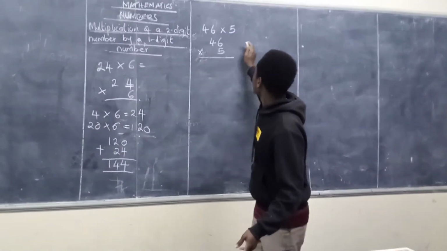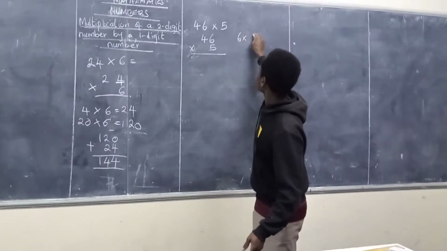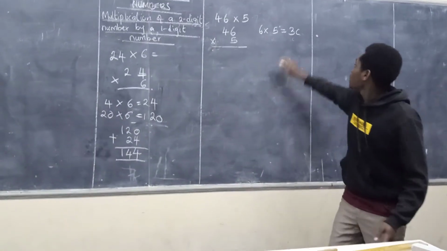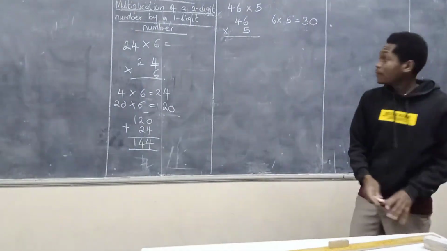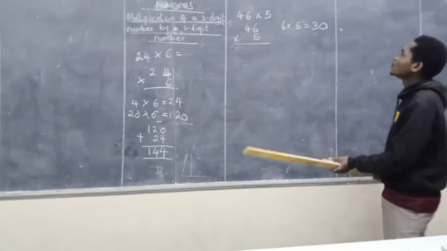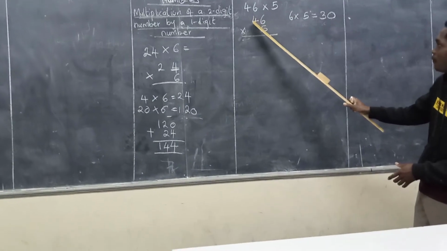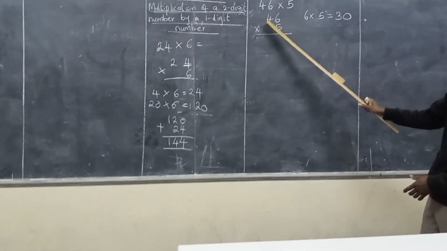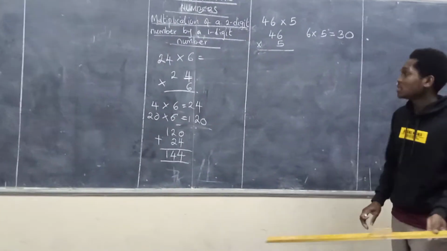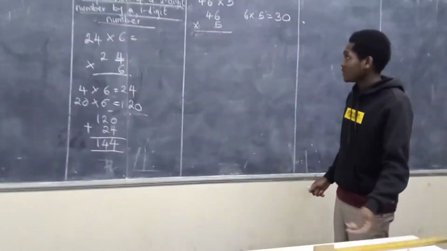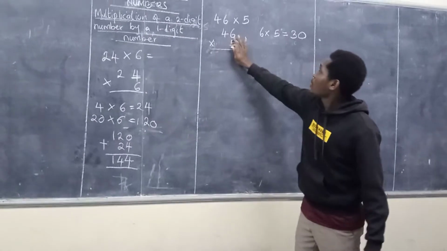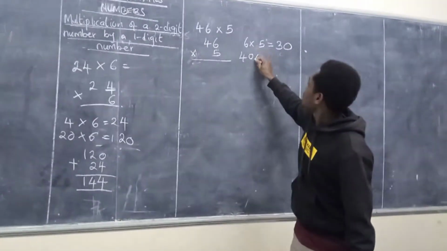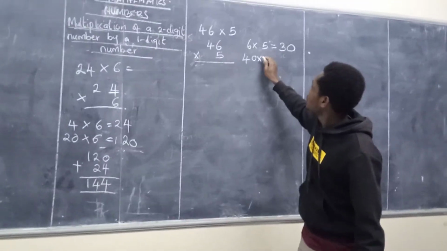So I'm going to count 6 times 5 is equal to 30. Then from there, I'm going to deal with the number that is on the tens side. That is 4. But I cannot say 4 times 5. So it's 4, and on the ones side, I'm going to add 0. So it will be 40 times 5.